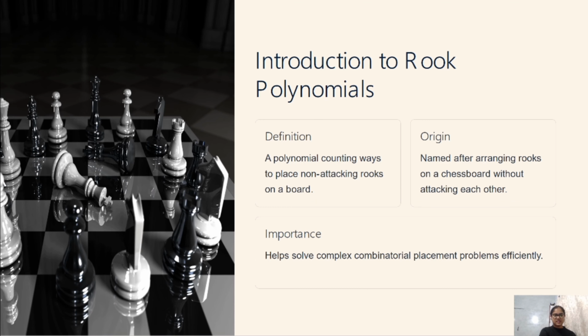Introduction to Rook polynomials. What are Rook polynomials? Rook polynomials are generating functions used to count the number of ways to place non-attacking rooks on a chessboard-like grid. Why are they called Rook polynomials? Because they are based on the chess rook's movement, vertically and horizontally, and deal with placing rooks so that they don't attack each other. Why study them? They are useful in solving problems related to permutations with restrictions and are an important concept in combinatorics.